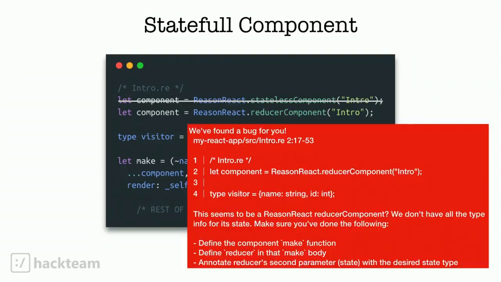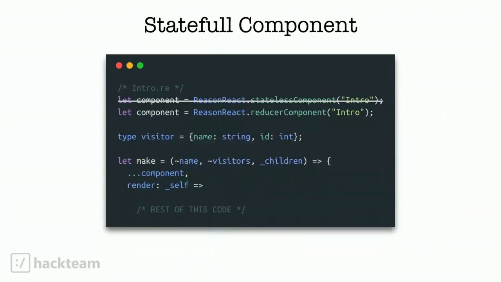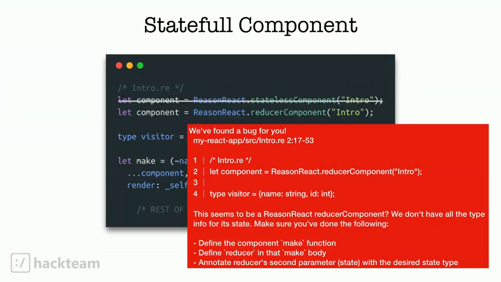And we're going to try to make a reducer component without defining all the type info. So we need to define the make function, define the reducer, and also give it a new state. So as you can see before, we just used our regular stateless component and tried to make a reducer component out of it. Something that happens a lot in React is that people use stateful components for stuff that could also be stateless. So Reason helps you by notifying you that you're doing something wrong, and that you could also make a stateless component. And if you want to make a stateful component, you need to add the right properties to it.